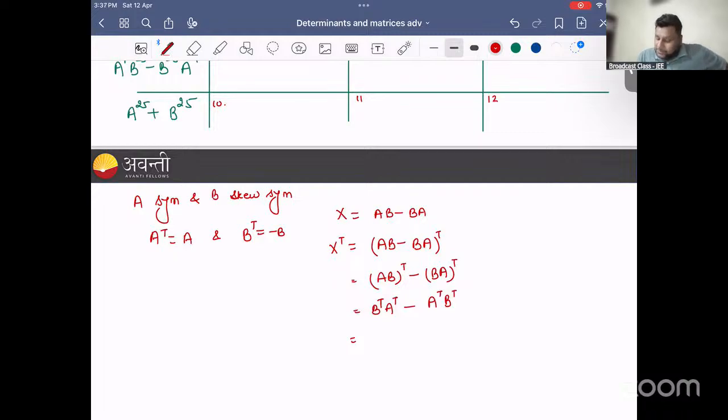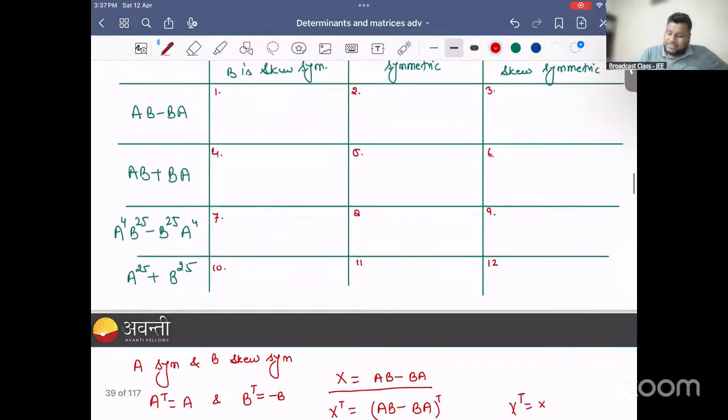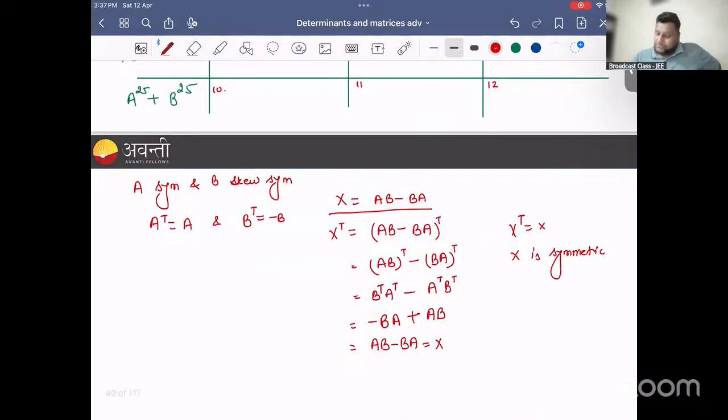Now B transpose is minus B, A transpose is A. Here A transpose is A, B transpose is minus B, so it will become a plus sign. So it came out to be AB minus BA, and this is what you started with. So this is also equal to X. So what did you get? X transpose is X. That means X is symmetric. So this result came as a symmetric matrix. Have a look. From this step to this step, I applied the reversal law.